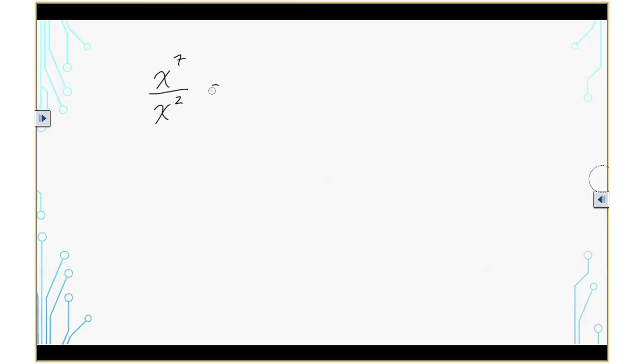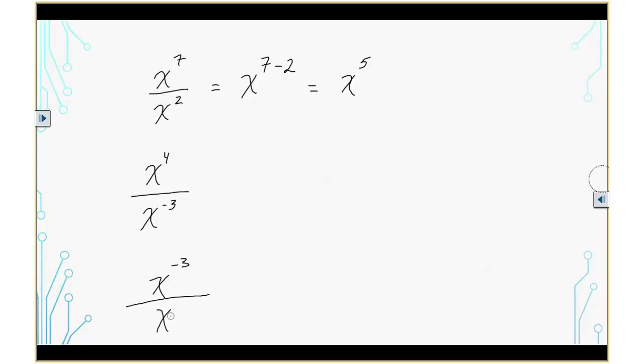X to the 7th over x to the 3rd, or 2nd. Now that comes out, we subtract the exponent. And that comes out x to the what? X to the 5th. Now that was pretty simple. But what if you're given some negatives? X to the 4th over x to the negative 3rd. And x to the negative 3 over x to the negative 7. All right, do those two.